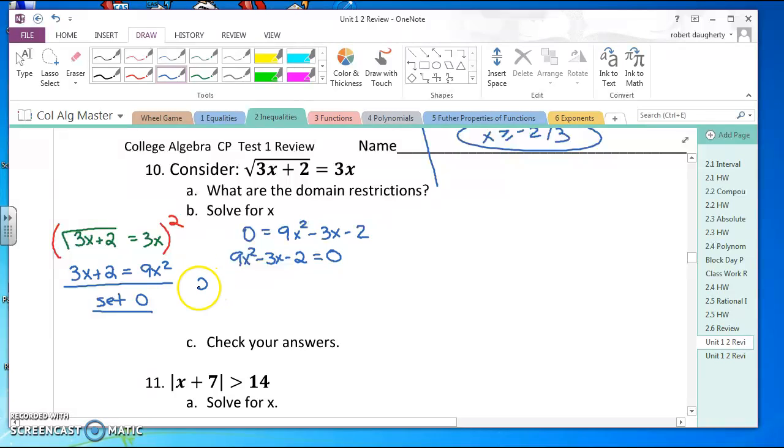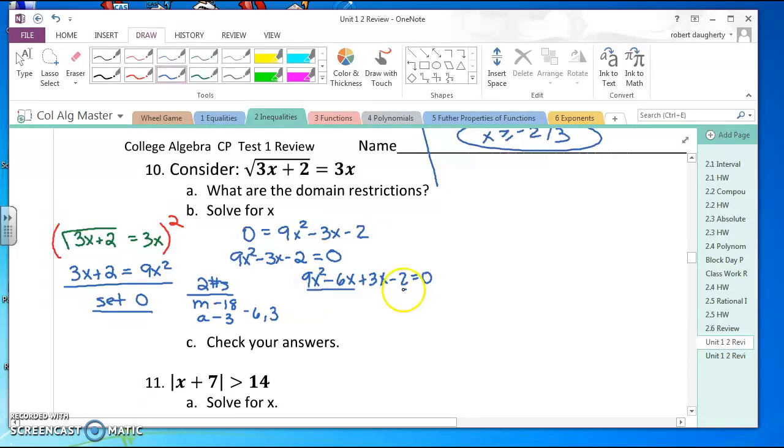In order to solve this, I need two numbers that multiply to give me negative 18 and add to give me negative 3. So that's going to be a 6 and a 3, with a negative in front of the 6. Multiply those numbers, you get negative 18. Add those numbers, you get negative 3. So I'm going to rewrite this as 9x squared minus 6x plus 3x minus 2 equals 0.